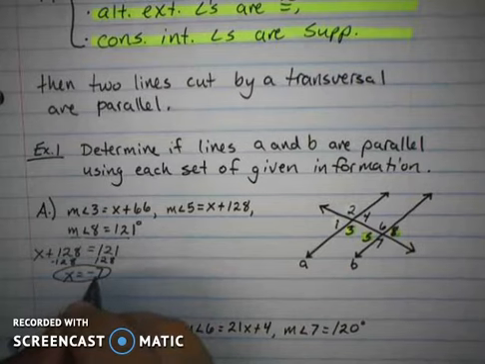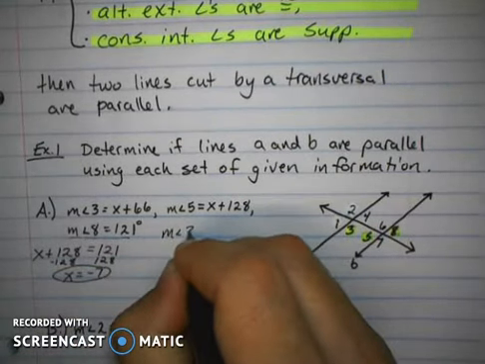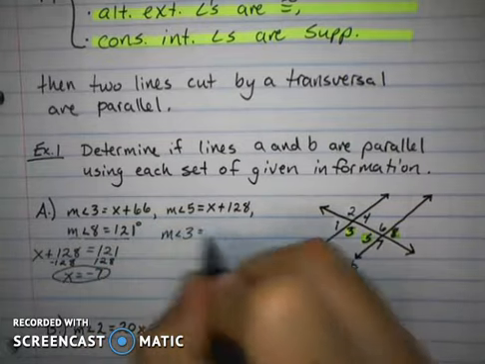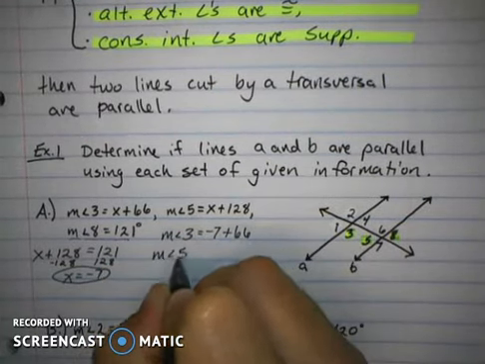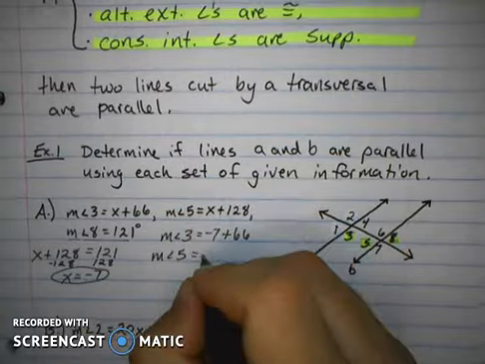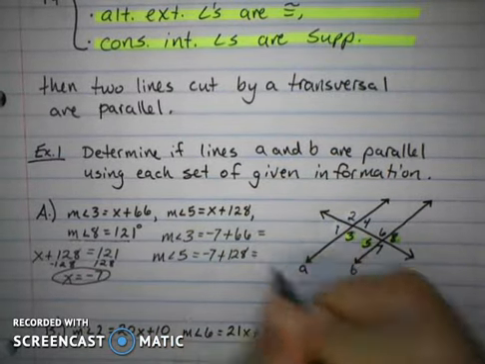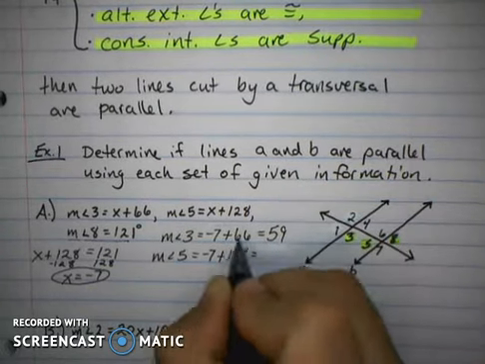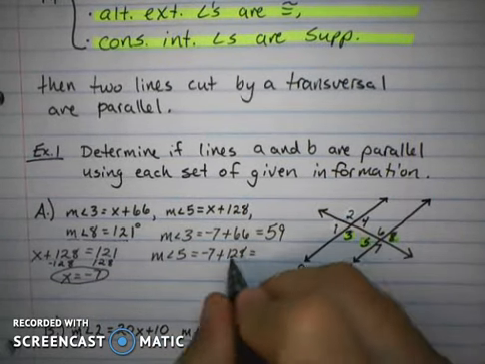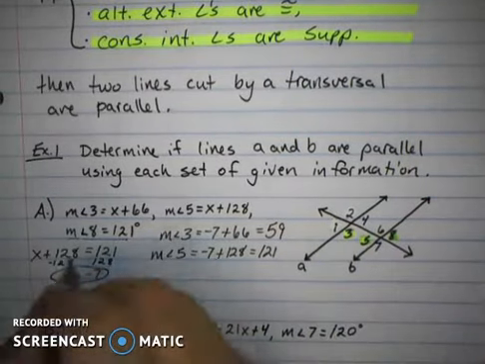Now, if x is negative 7, and it has to be, then I can actually find the measures of angles 3 and 5. Okay, the measure of angle 3 would be negative 7 plus 66. The measure of angle 5 would be negative 7 plus 128. So we can find these two angle measures. Negative 7 plus 66 is 59. You're just subtracting 7. That's another way you can do that. And 128 minus 7 is 121.